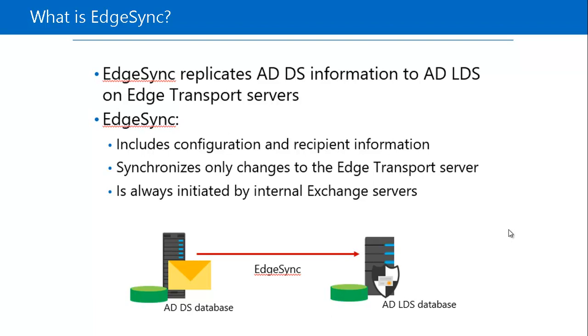ADDS contains much of the configuration information required by Edge Transport Server. For example, if you configure accepted domains in your Exchange Admin Center or by Exchange Management Shell, these accepted domains can replicate automatically to the Edge Transport servers to enable any filtering or transport rules that are based on recipients. You must implement Edge Sync to replicate the recipient information to ADLDS. So when you deploy Edge Transport Server, it is recommended that you also deploy Edge Sync. It is not necessary, but it is recommended from the Microsoft side.